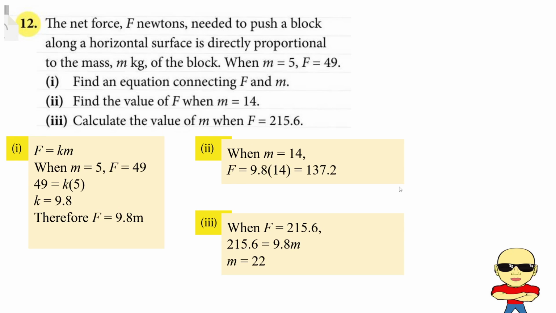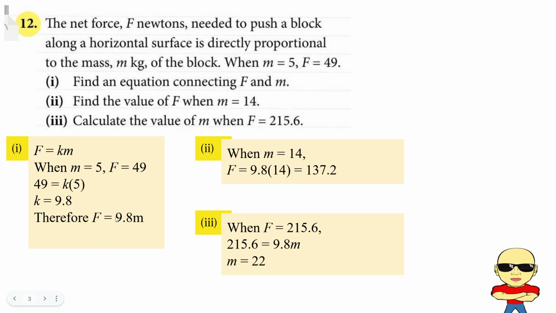Second question. The net force F newtons needed to push a block around a horizontal surface is directly proportional to the mass, right? So force F equals k times the mass M. We know that when M is 5, F is 49. We do substitution and find that k is actually 9.8. So write the relationship properly: F equals 9.8, sorry, not meters, F equals 9.8M. M is the mass, right?